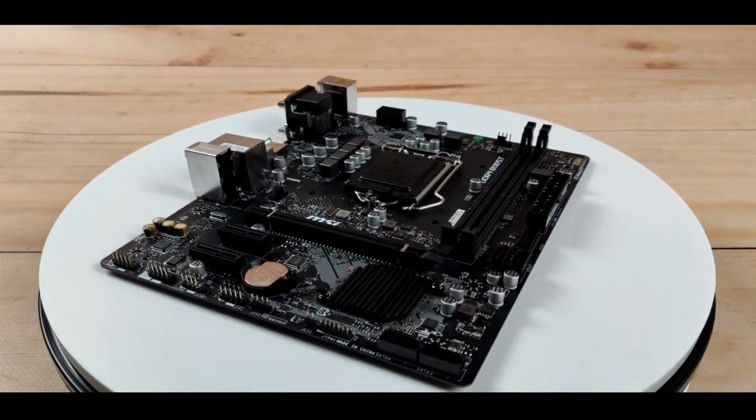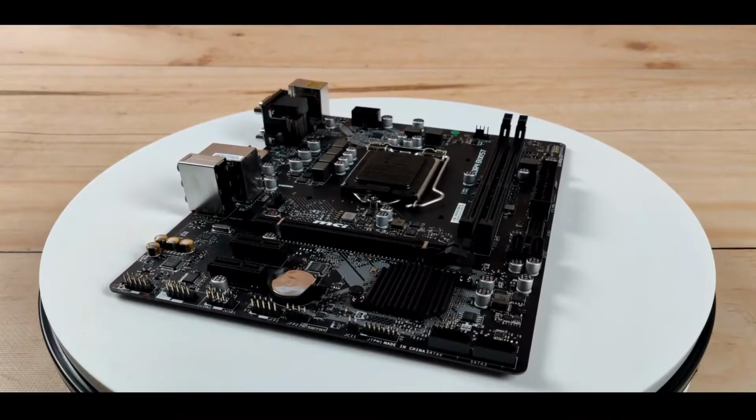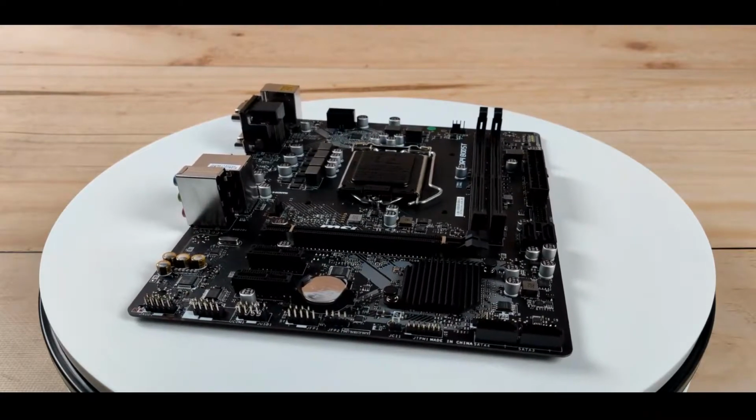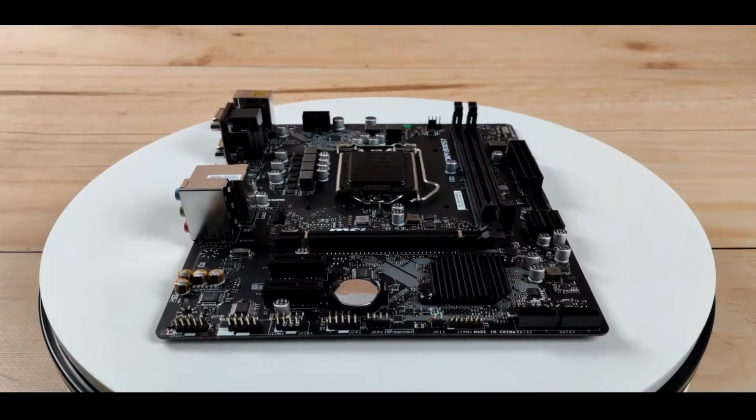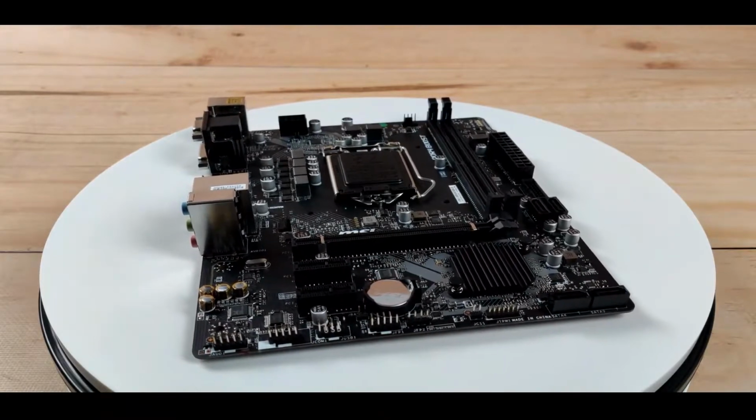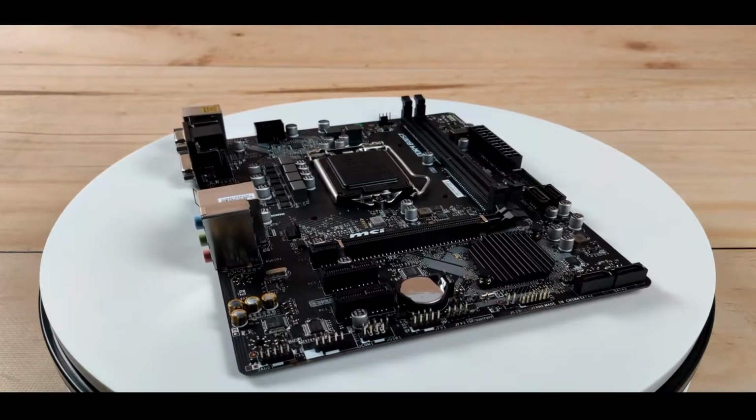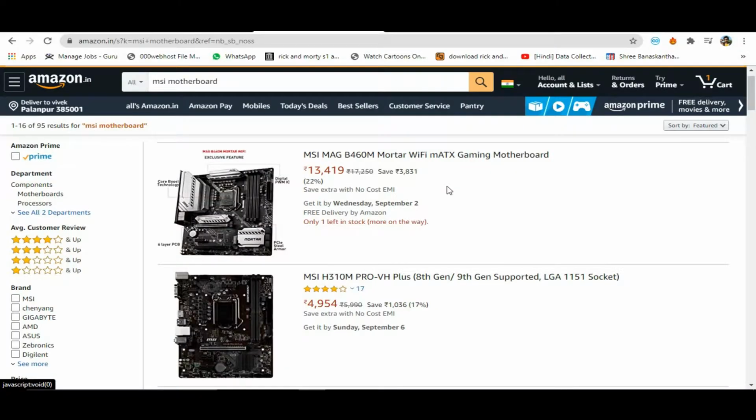But if you bought the i5 9th generation or i5 7th generation, this is the best motherboard for you, the MSI H310M Pro VH Plus, and you can see even this supports 8th and 9th generation.